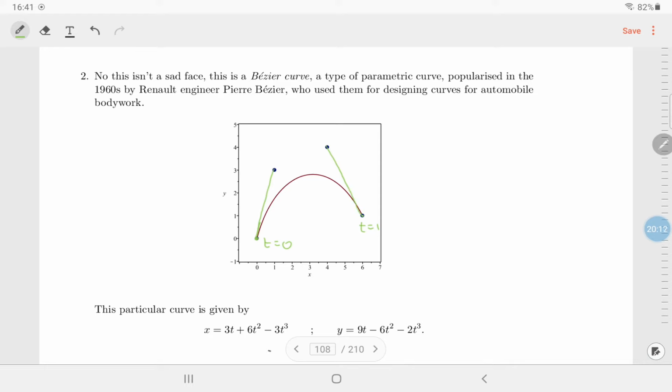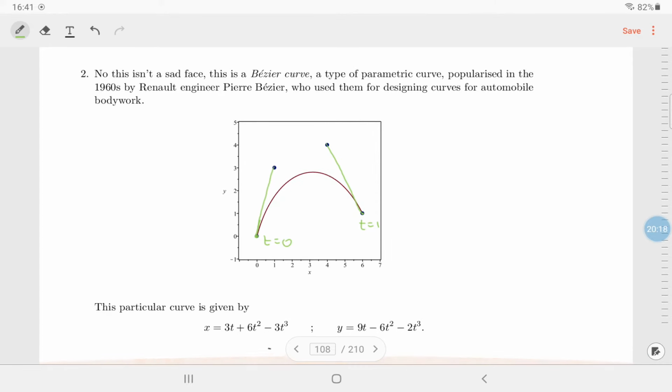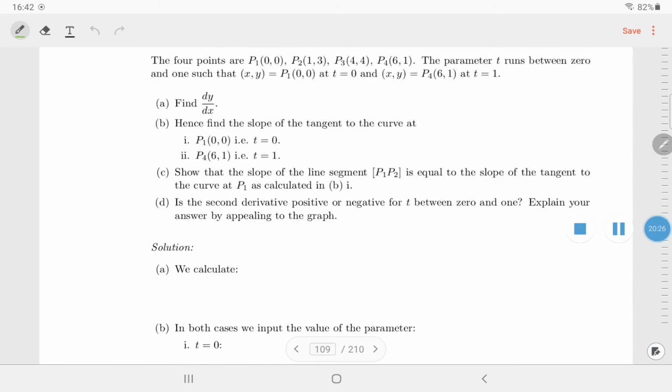So what I'm saying is that those 2 green lines are tangents, and this question is about showing that. So this particular curve is given with these equations. I might have to write them down for myself for the next page. Okay, let's see what the questions are about.